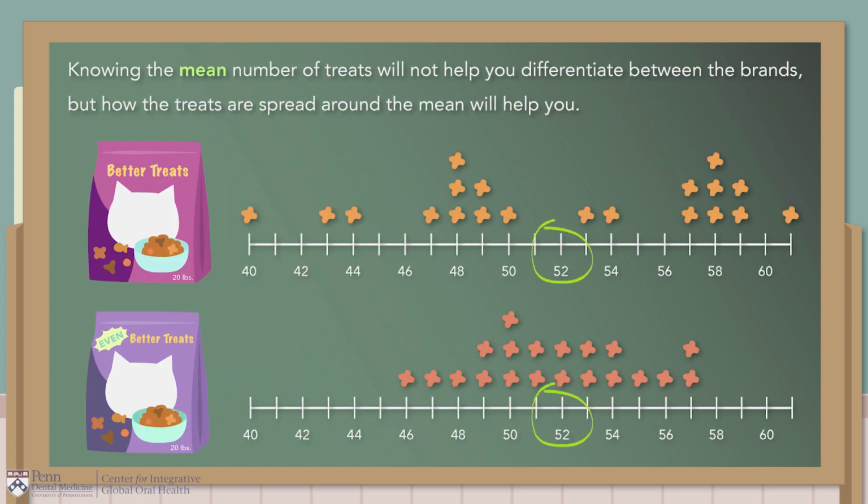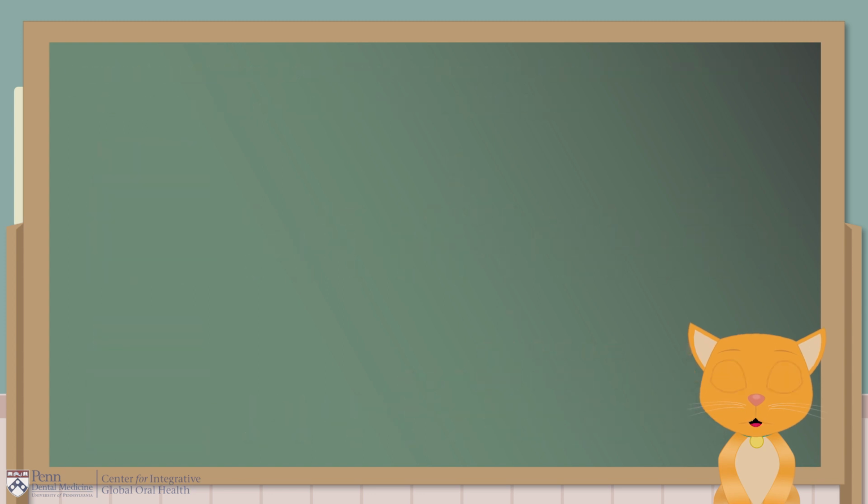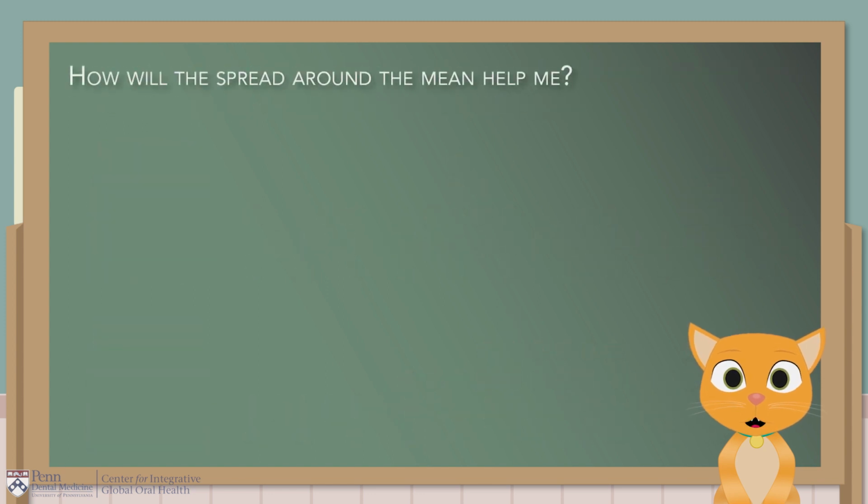So knowing the mean number of treats will not help you differentiate between the brands, but how the treats are spread around the mean will help you. Wow, impressive work, Hera, but how will this spread around the mean help me?